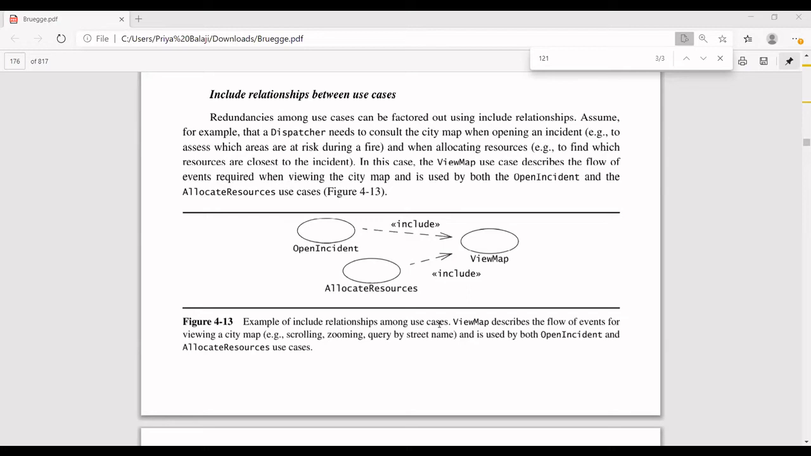So when will the extend relationship come into the picture? When there are exception cases. Exceptionally, it may happen or it may not happen. If this has happened, what do you have to do? That comes as your extend. An include relationship comes into the picture when you must have it. You need a map when you want to allocate the resources.